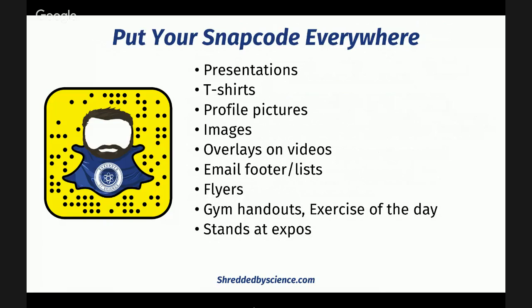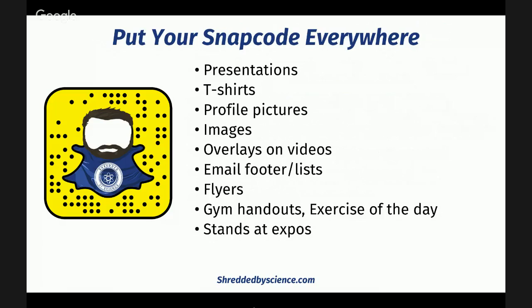Look at profile pictures. You've got Facebook, Instagram, Twitter. Look at downloading your snap code and uploading it to your other social media platforms. Look at your images. If you're putting images out on social media, put your snap code in the bottom or top corner. Don't make it massively big, but big enough to just sort of raise awareness that you are on Snapchat. Overlays on videos. If your thing is video and you're using like iMovie or Final Cut Pro, you can put your snap code in a corner again, so it's there permanently.